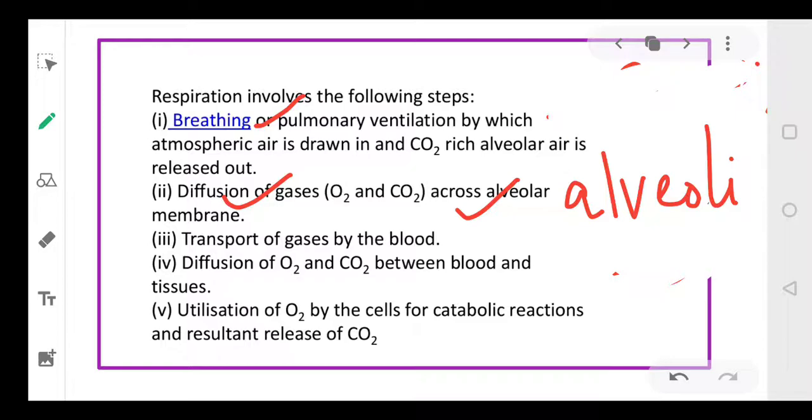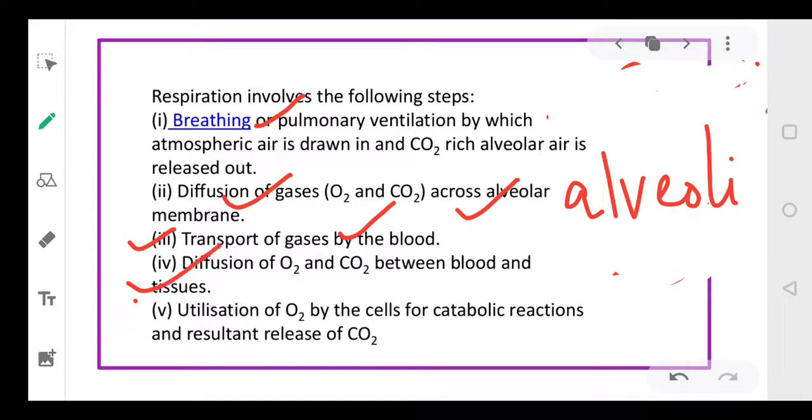So the second step is diffusion of gases, and this diffusion of gases will occur in the lungs, and lungs have a structure which is called alveoli. Third, from the alveoli the oxygen will go into the blood. So third is transport of gases by the blood. Now the blood will transport the gases to all parts of your body.